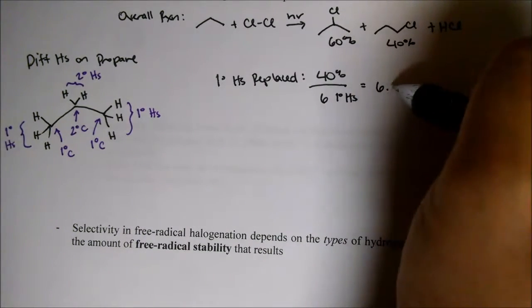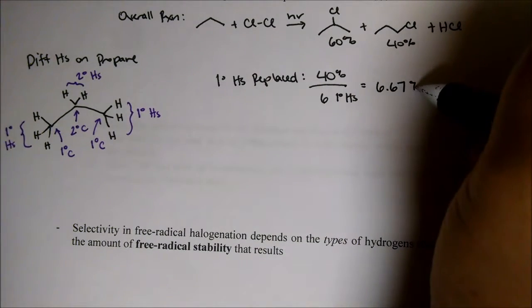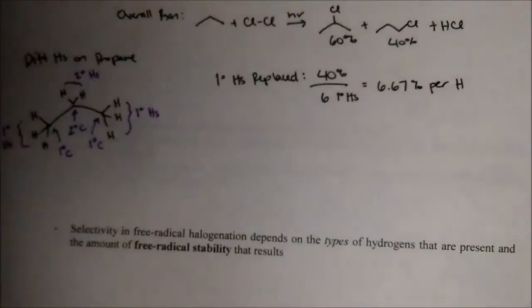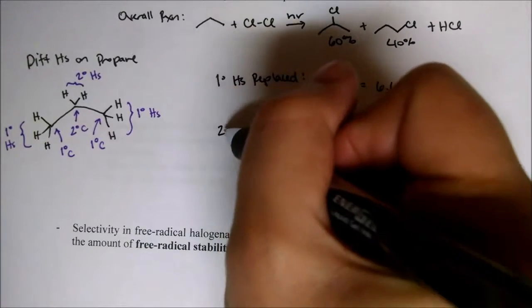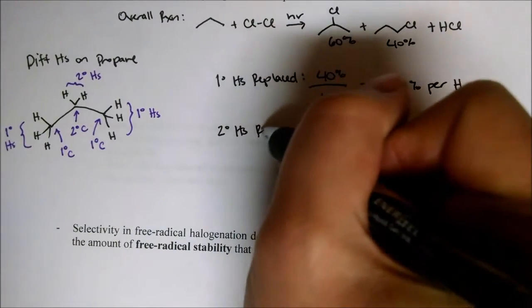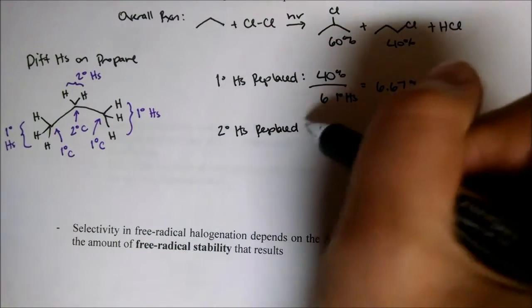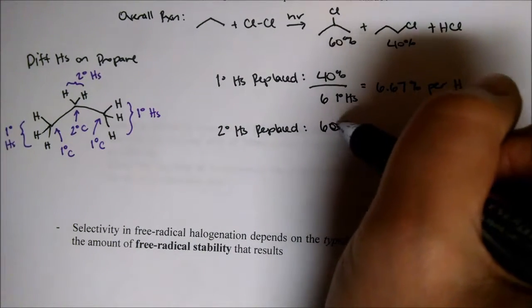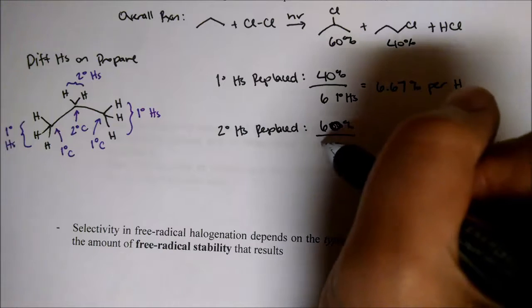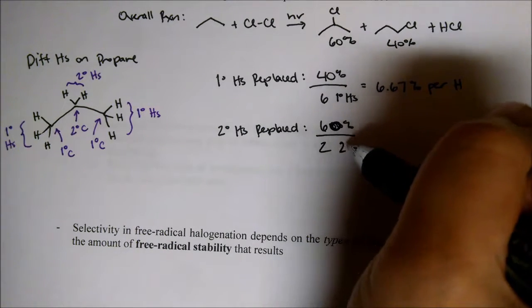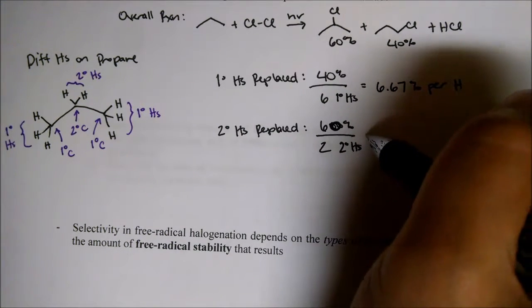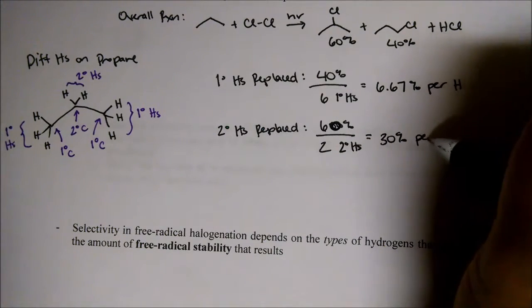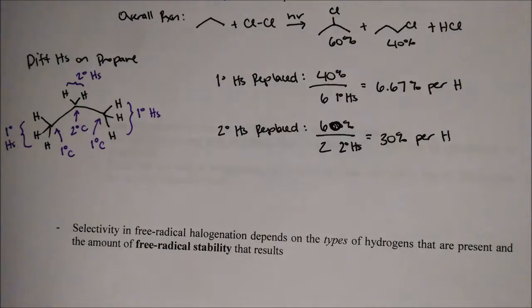And we get this reactivity of only 6.67% of product formed per H. Okay, if we use the same argument for the secondary hydrogens, they actually account for 60% of the product. Whoa, 60% of the product. And there were only 2 of them, 2 secondary H's. So each H actually accounted for 30% of the product per hydrogen.